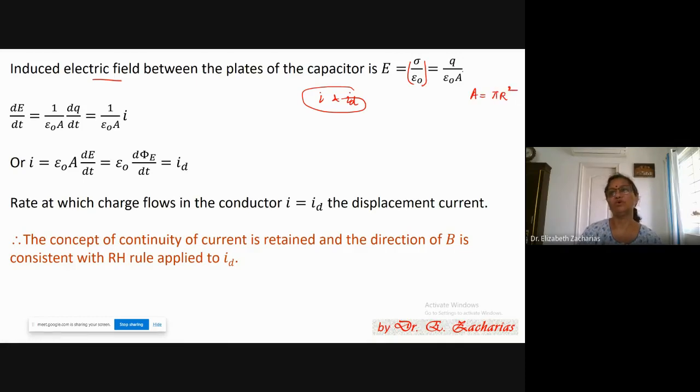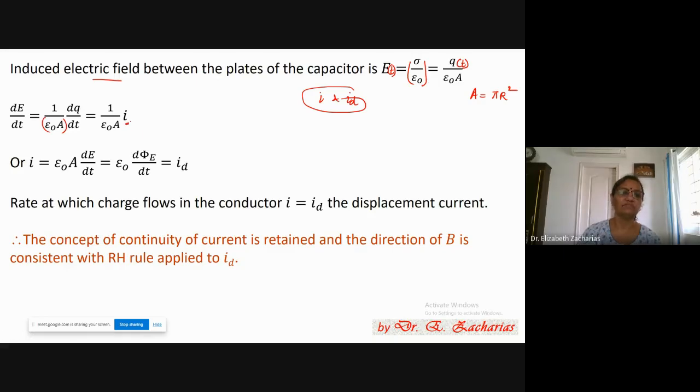Now, you know that this Q is a function of time. Therefore, electric field is a function of time. So let's do dE by dt. What will be dE by dt? It will be 1 by epsilon naught A, this is constant, and then only Q can be differentiated with respect to time. So dq by dt. You know what dq by dt is? dq by dt is current. So you write 1 by epsilon naught A into current.